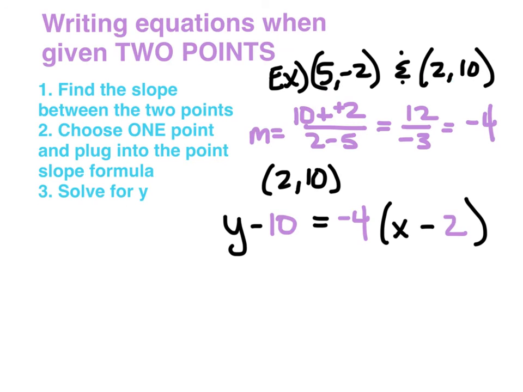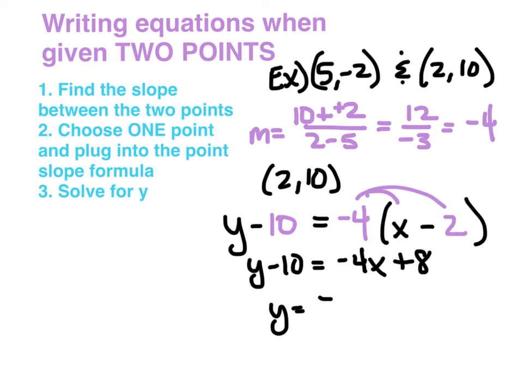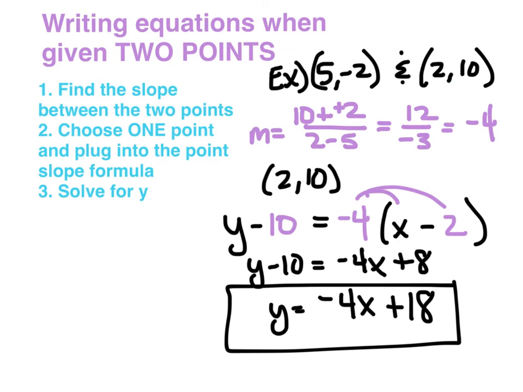And now we just go through the exact same steps. Distribute the negative 4, so y minus 10 equals negative 4x plus 8. Add 10 to both sides, y equals negative 4x plus 18. This is the equation of the line that passes through both 5, negative 2 and 2, 10.